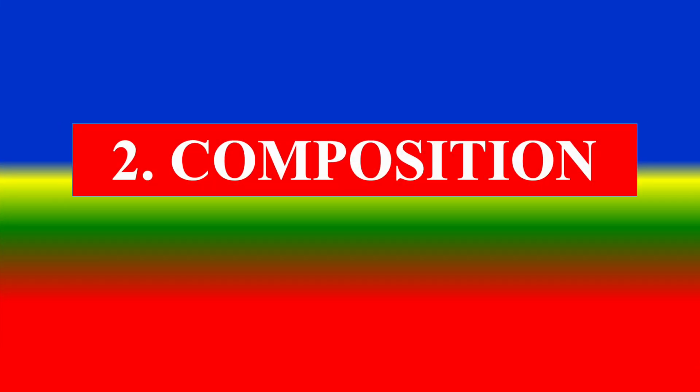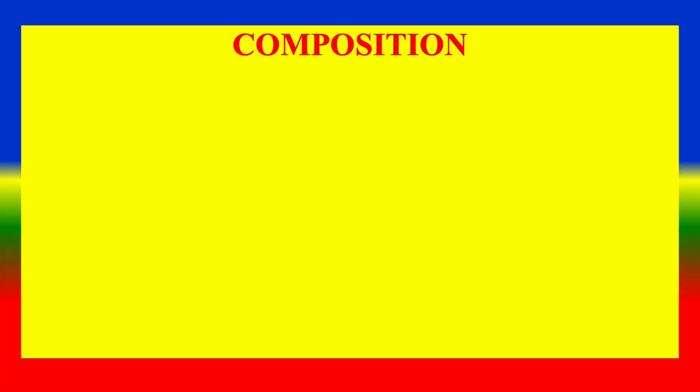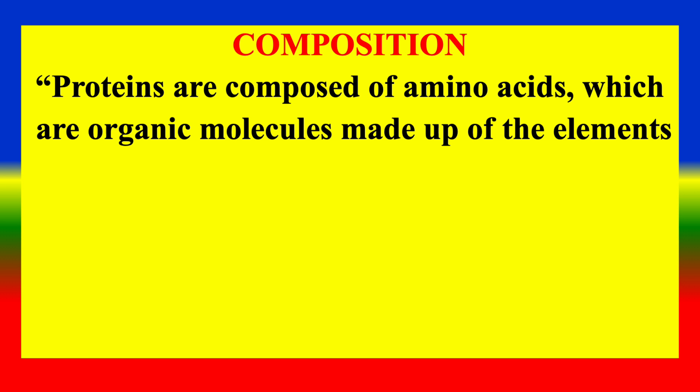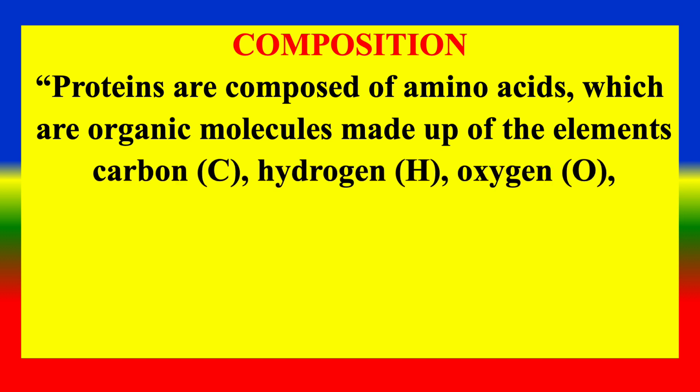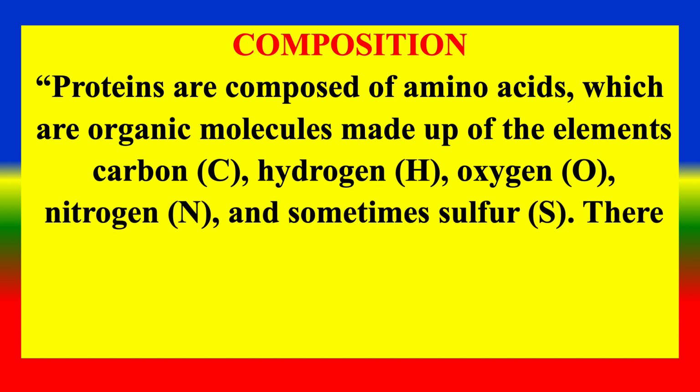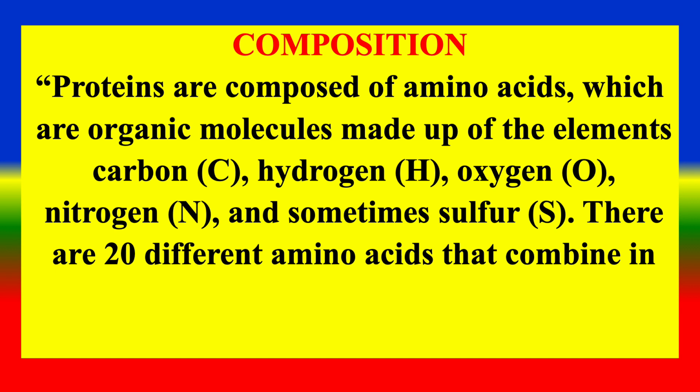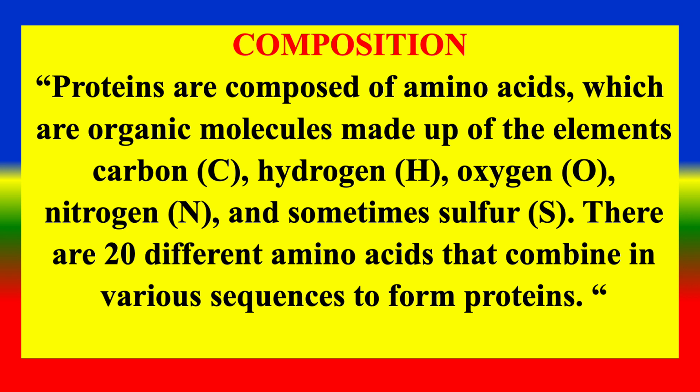Composition. Proteins are composed of amino acids, which are organic molecules made up of the elements carbon, hydrogen, oxygen, and nitrogen, sometimes sulfur. There are 20 different amino acids that combine in various sequences to form proteins.